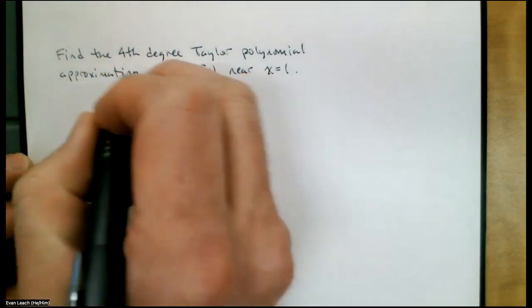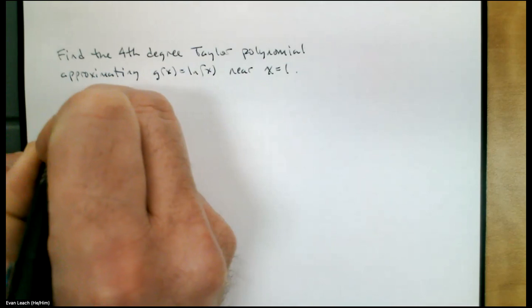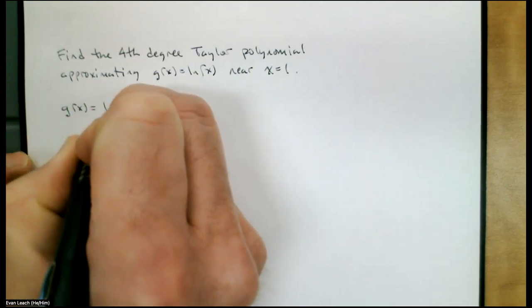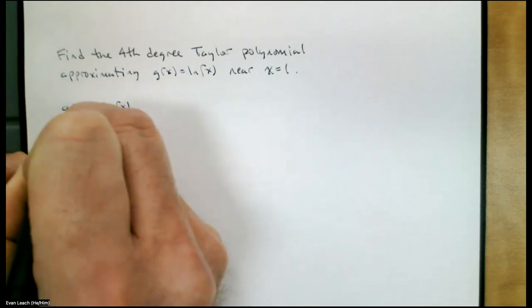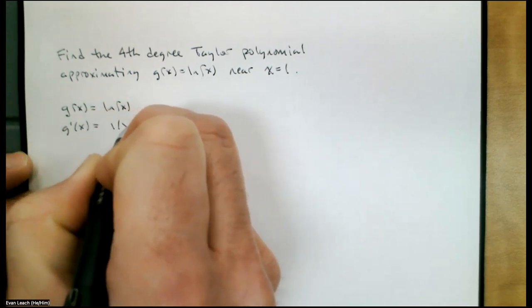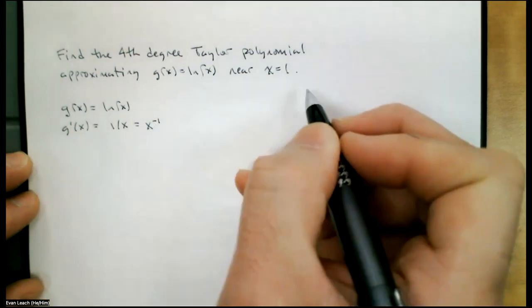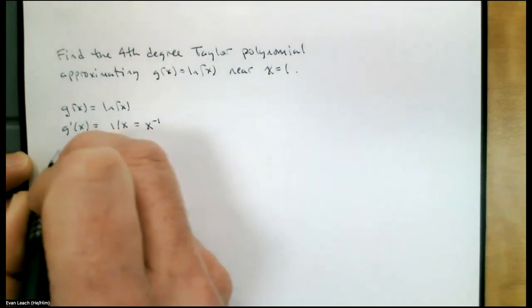So what we need are, if I want to go up to the fourth degree, I'm going to need at least four derivatives. g of x is natural log of x. g prime of x is 1 over x, which I'm going to write as x to the negative 1, partially because I'm plugging in 1 and it's easier to take derivatives in this form.